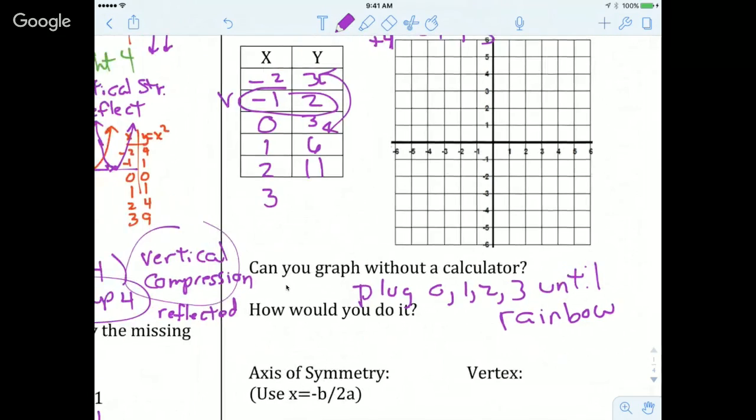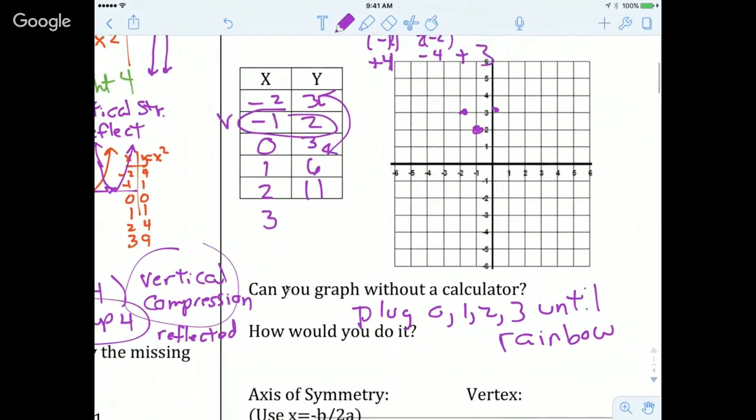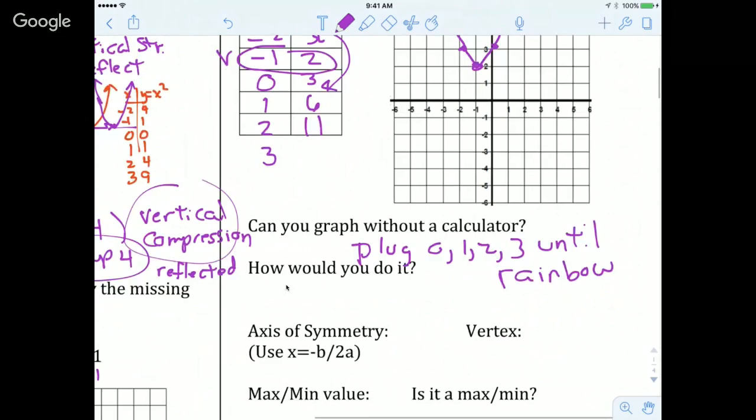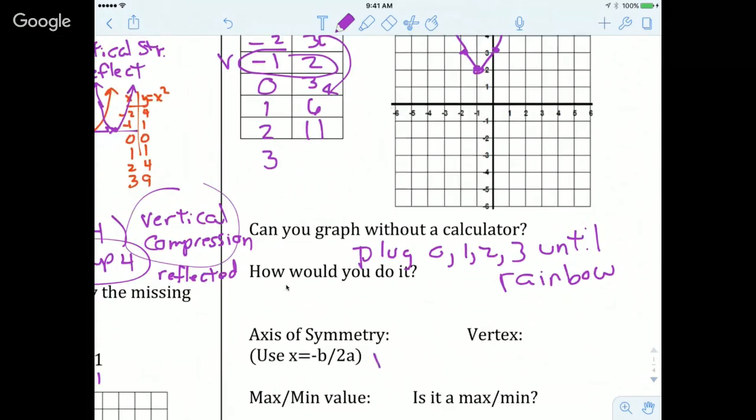Okay, once you've done that, -1, 2, you can plot that on the graph. You can plot -2, 3. You can plot 0, 3. You can plot 1, 6. You can plot -3, 6. We have at least 5 points. We can start to see the shape of the parabola. The axis of symmetry is the x equals the x value of the vertex. It is a min.